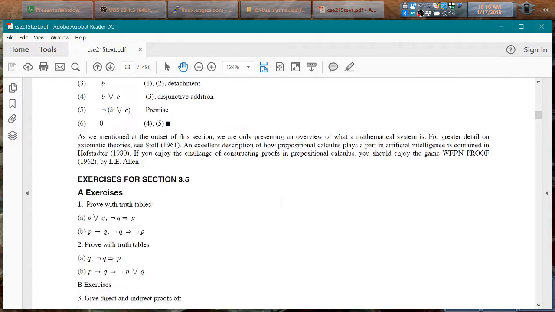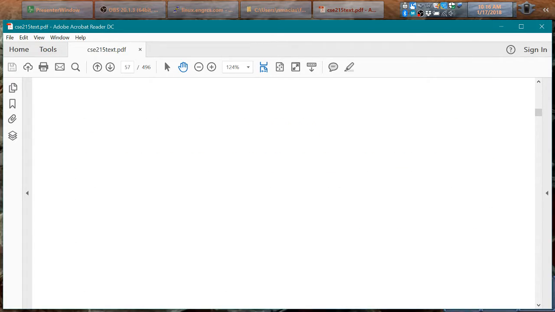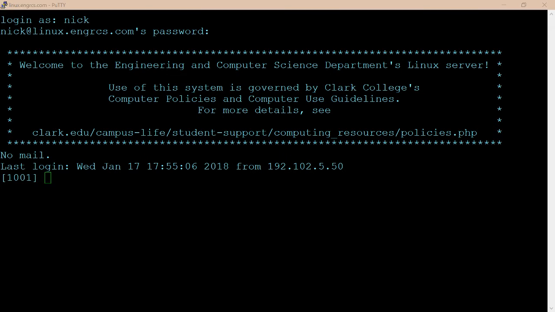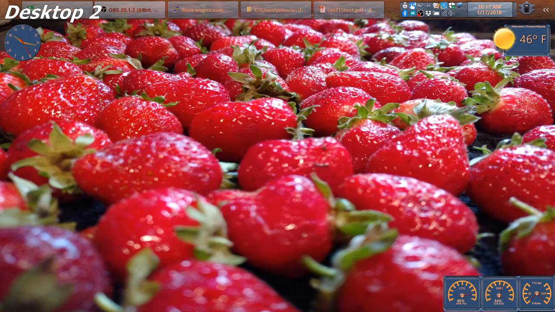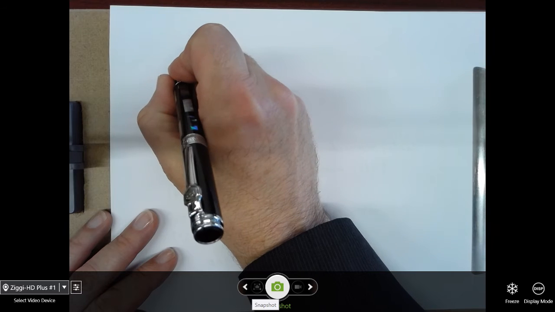3.32D. Oh yeah, these. Give an example of a proposition other than X that is implied by X. We talked a little about it yesterday. Did that help? Okay. So let's do a different example. Give an example of a proposition implied by X.